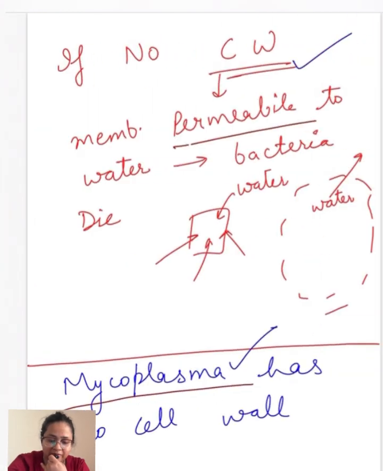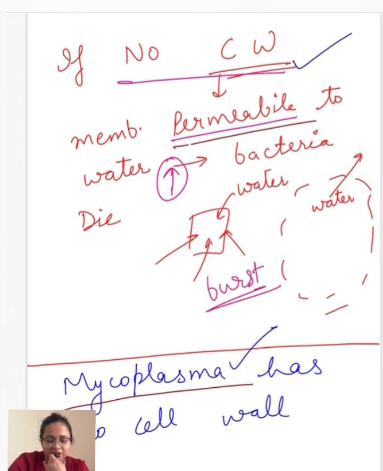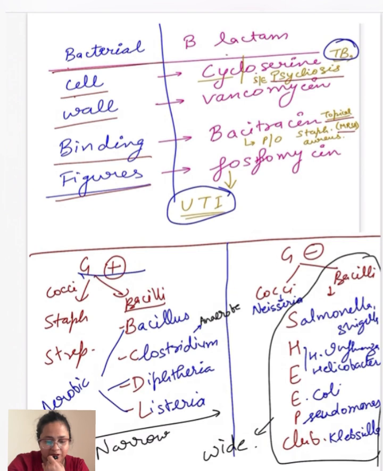If there is no cell wall, then membrane permeability to water will increase, and the bacteria will die because of bursting from extra water inside. Mycoplasma has no cell wall, so this group is not active against mycoplasma.